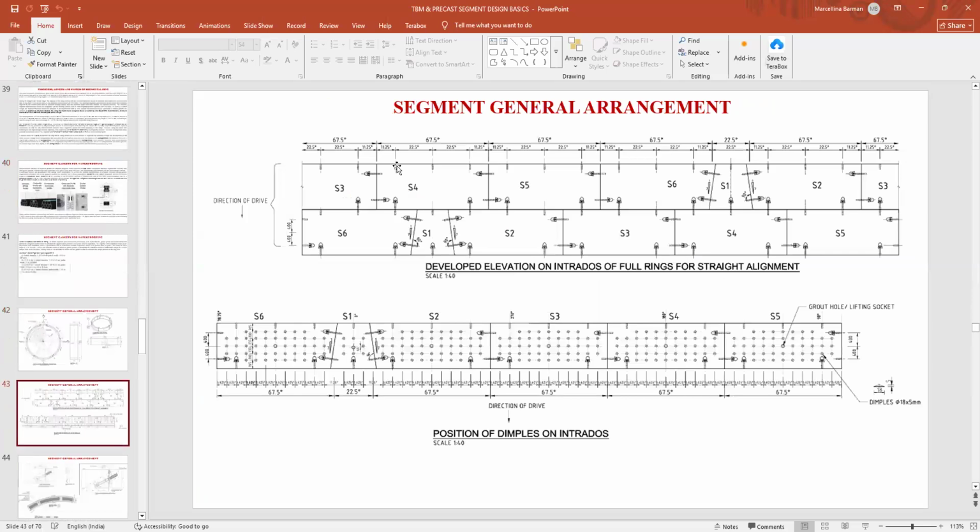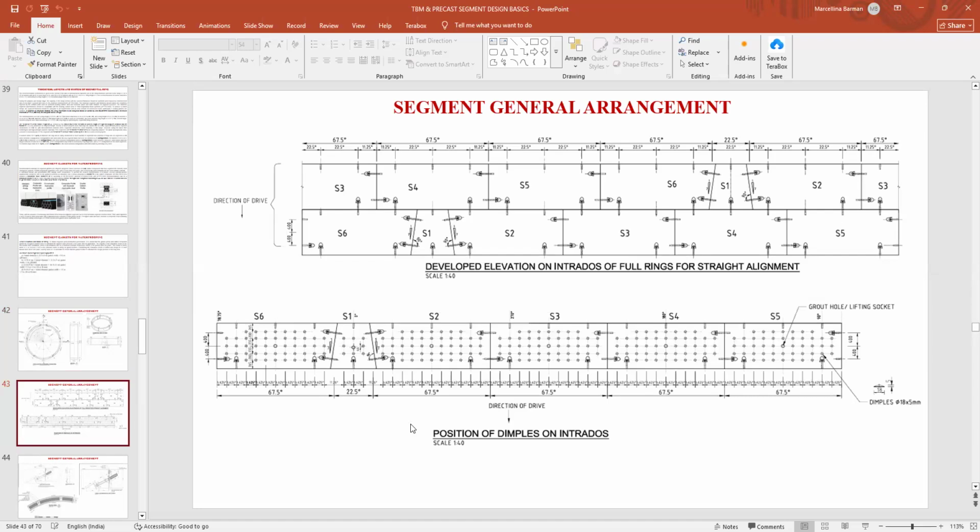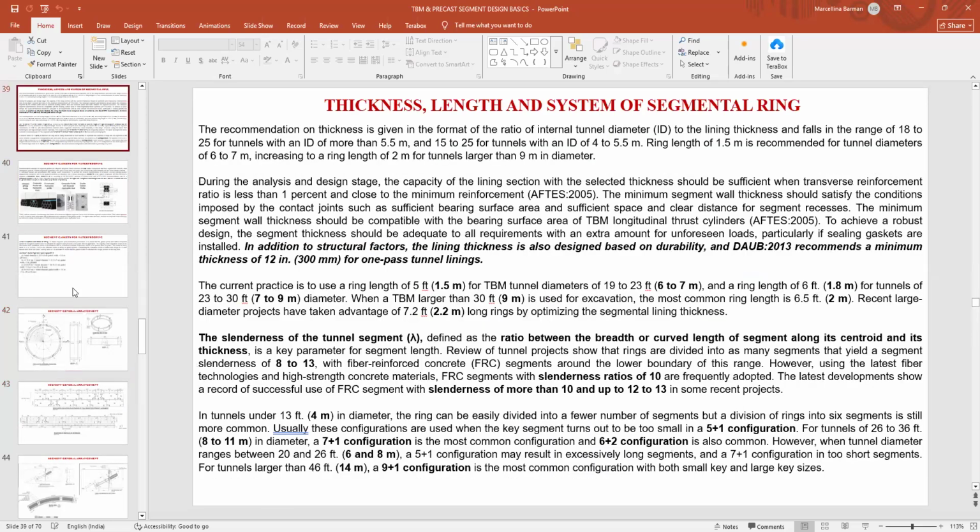We are specifying this as the length of the segment. Whenever you see this arrangement, this is the thickness of the segment. It can be 275 mm, 325 mm, or 350 mm, and along the length it is sometimes 1.2 meters, sometimes 1.4 meters, sometimes 2 meters, depending on the diameter of the ring. So what is the diameter of the ring we are specifying? Now, what is the thickness of the segment?